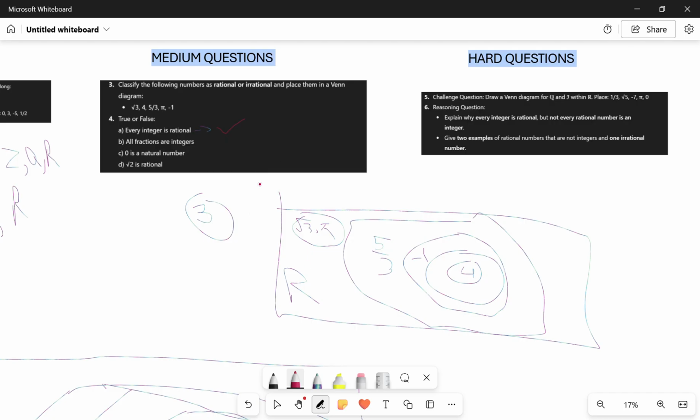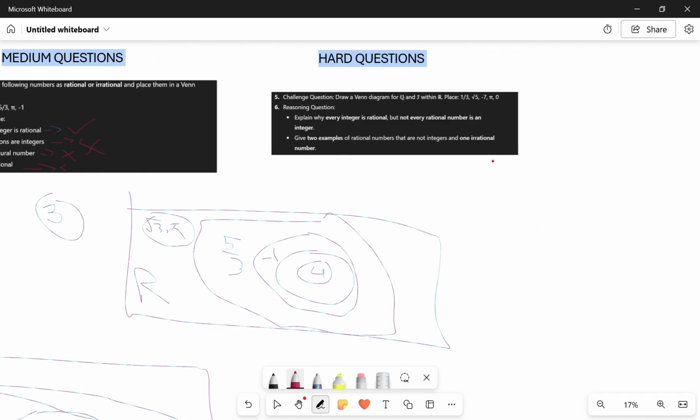All fractions are integers? Are all fractions integers? No, 5/3 is not an integer. So this is wrong. 0 is a natural number? No, 0 is a whole number. And square root of 2 is rational? No. Yes. Now there's a challenge question.